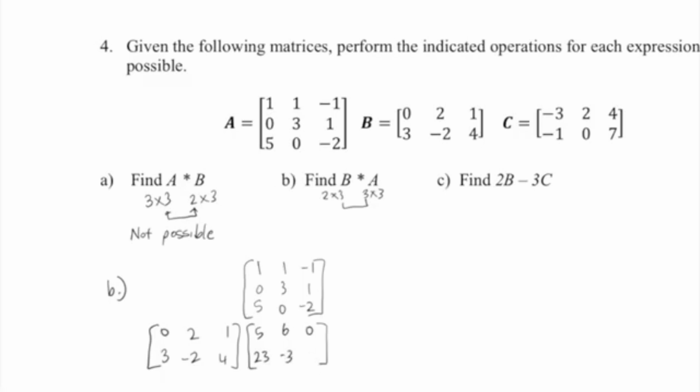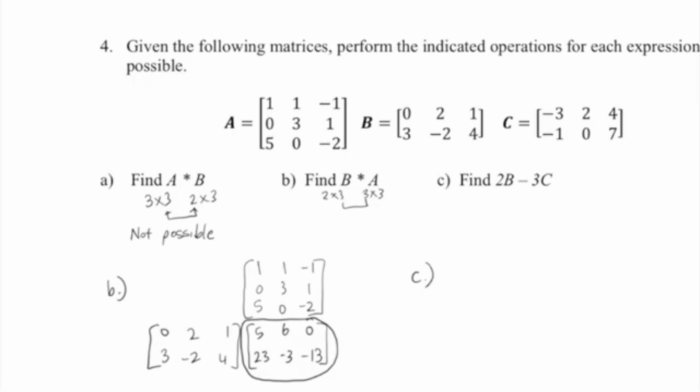And finally we have this entry combining this row to that column. So that makes negative 3, that makes negative 2, that makes negative 8. So negative 3 plus negative 2 is negative 5. Negative 5 plus negative 8 is negative 13. So this matrix right here is the product B times A.